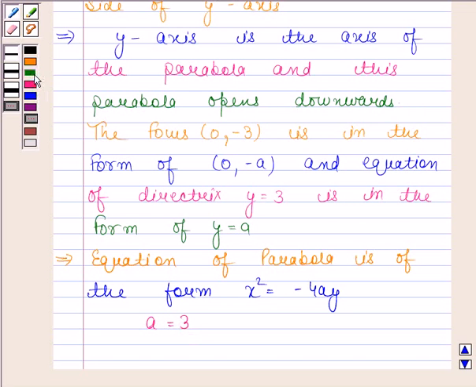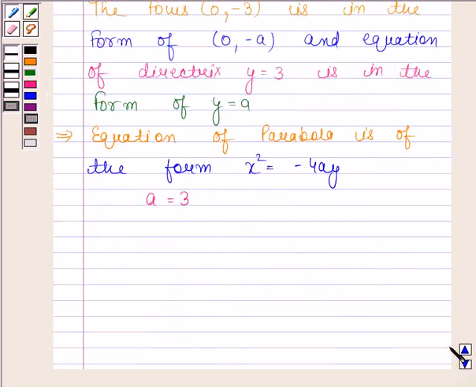So putting 3 in this equation in place of a, we get x square as minus 4 into 3 into y, and this is equal to minus 12y. So x square is equal to minus 12y. So the required equation of the parabola is x square equals minus 12y.